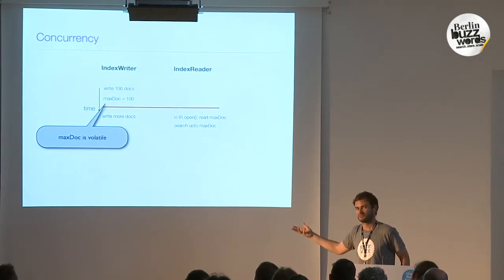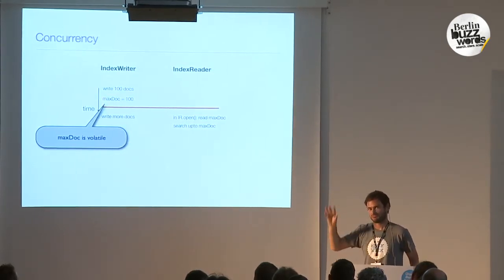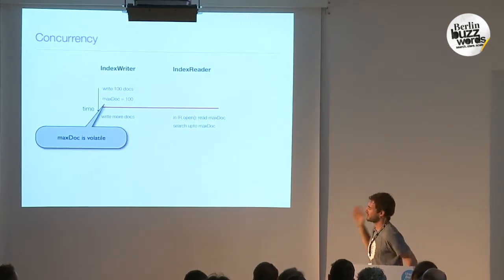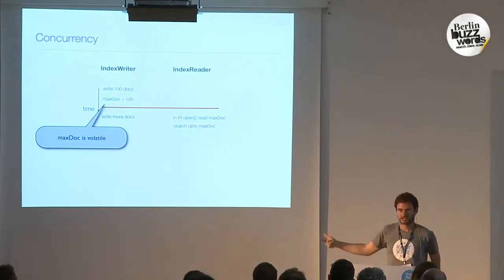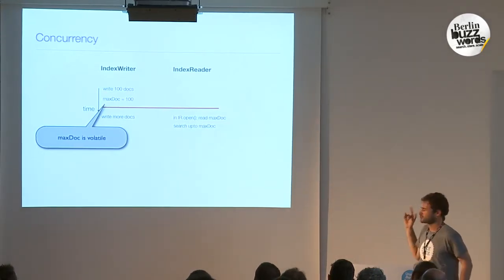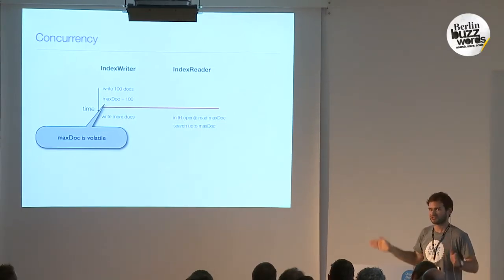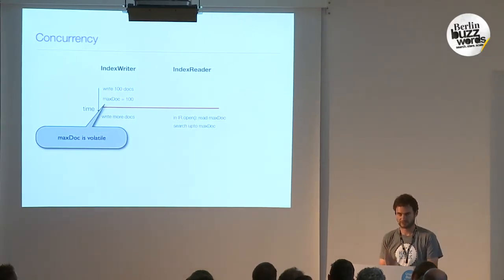It may already see something newer because you cannot prevent your system from flushing stuff from cache to RAM, but it's guaranteed that it can see everything up to 100. So now when we do our search algorithms, we make sure that we only read up to document 100, because then we are sure we have a consistent view of that part of the index.